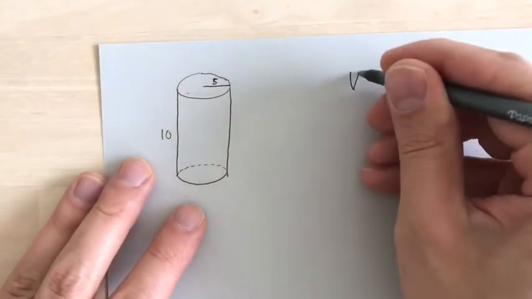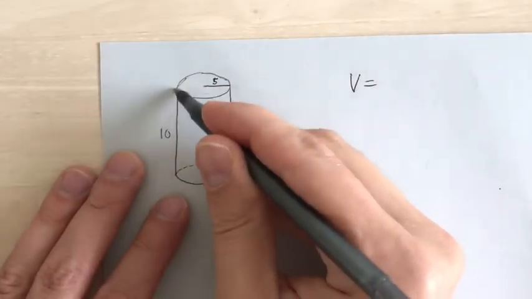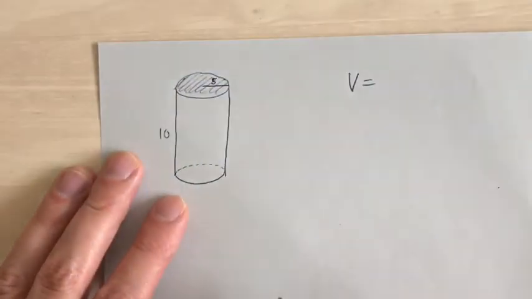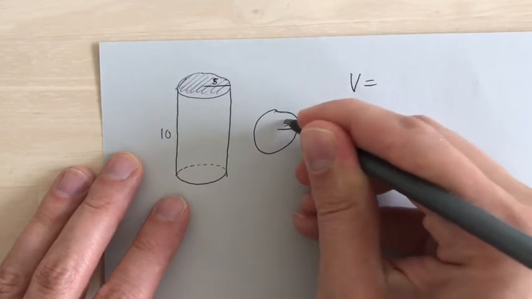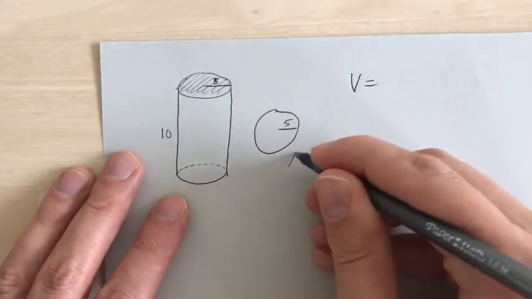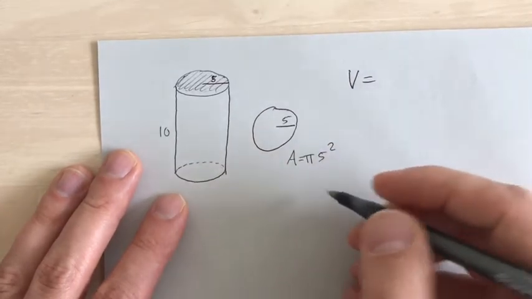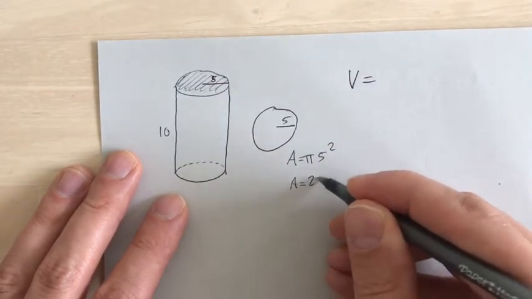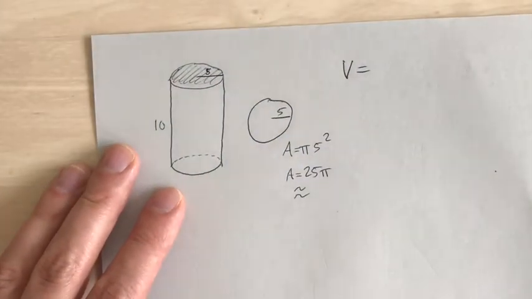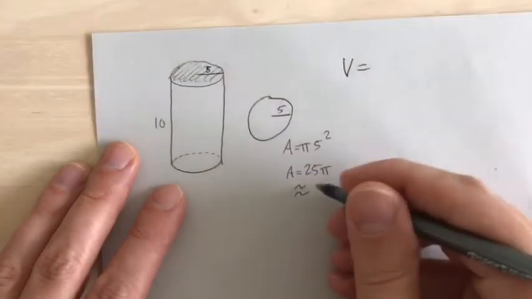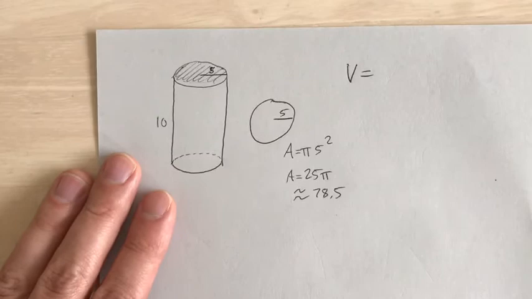So I'm going to start with the easy part. Let's do the volume. So the volume of a prism would be the base area. Again, we have to find the area of that base shape, and we can do that. So that circle, the radius of 5, would be found by just doing pi r squared, so pi times 5 squared. So that area would just be 25 pi, which is approximately 78.5. So that would just be the area of that circle.